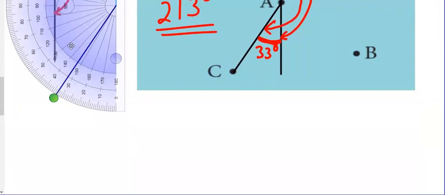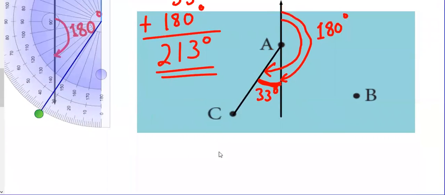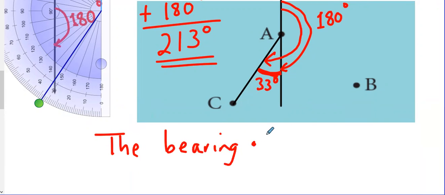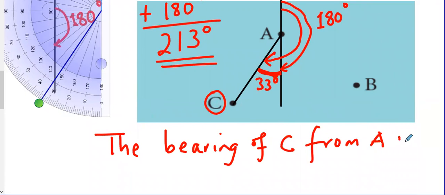So you can pause the video and start taking the notes. But otherwise, what I'm going to write here is that the bearing of this point C from A is 213 degrees. Okay, that's all.